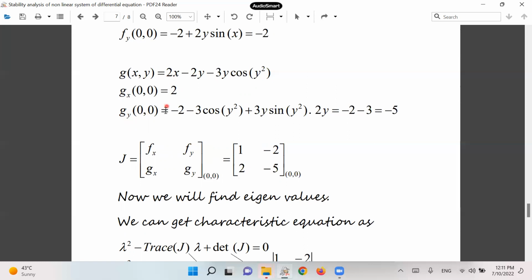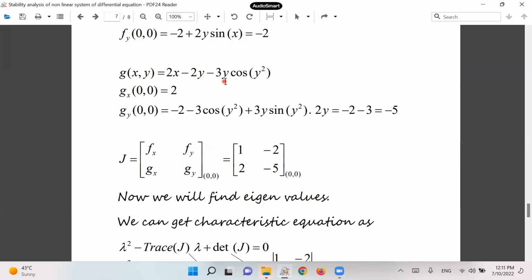So this term is 0 here. Minus 2y's derivative with respect to y will be minus 2. Now for this term, we have to apply the product rule, u times v, because there are two terms: y as well as cos y square. So in order to find the derivative of this, we will take this as u and cos y square as v. So we are going to use the product rule in order to find the derivative.